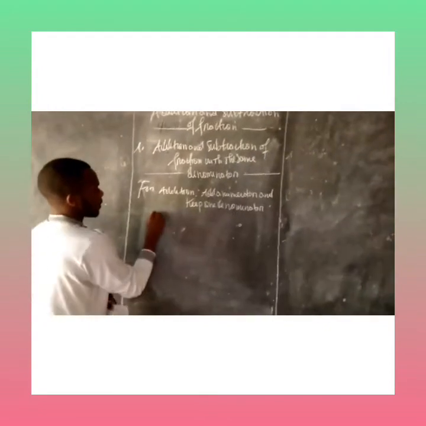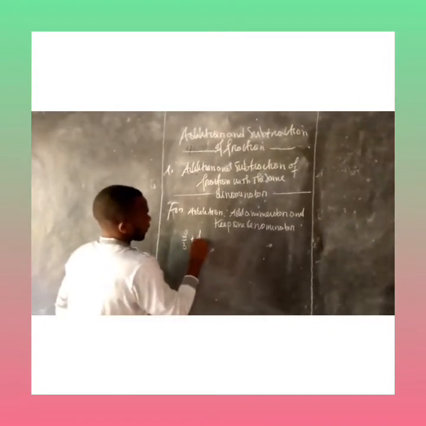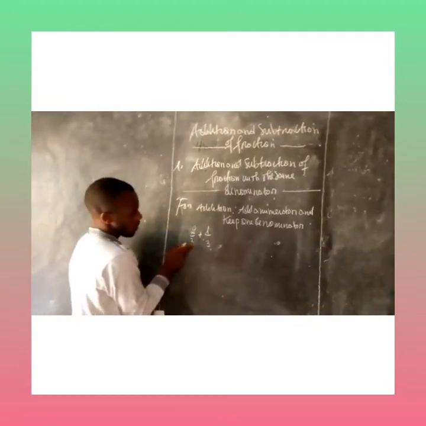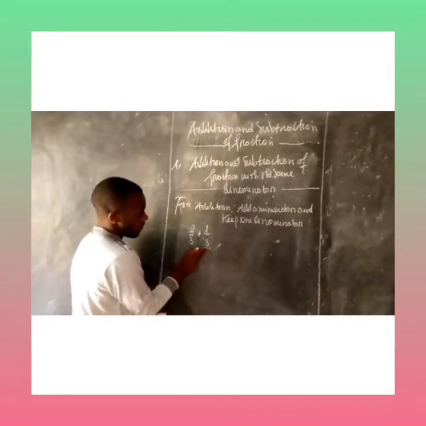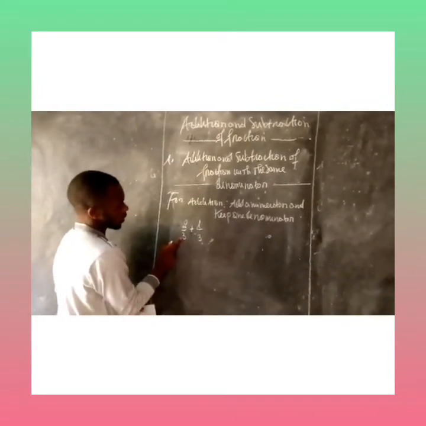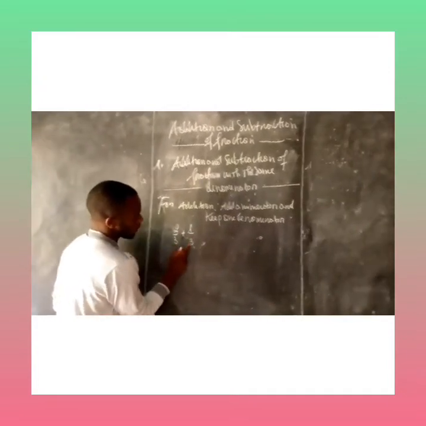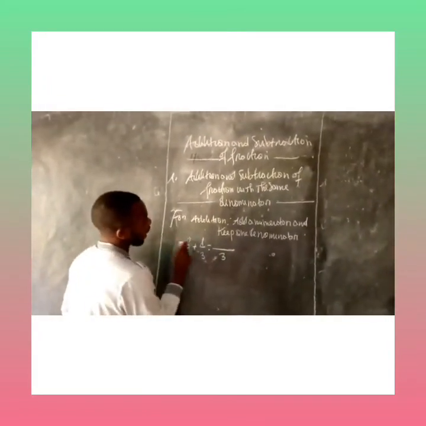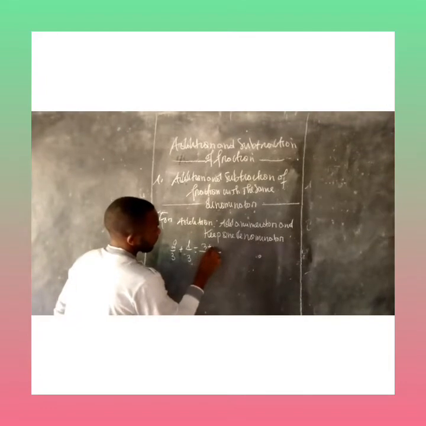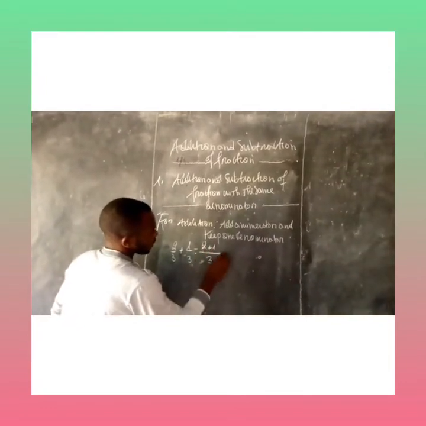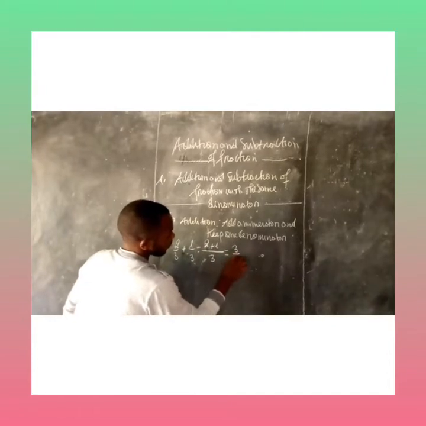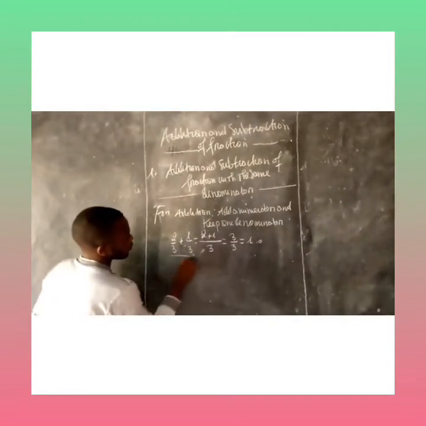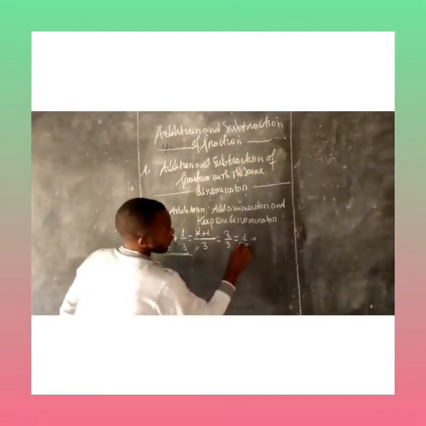For example, you have 2/3 plus 1/3. Do you see here? The first fraction is 2/3 plus the second fraction 1/3. The denominator of the first fraction is 3 and the denominator of the second fraction is 3. So you write one denominator 3 and add the numerators: 2 plus 1, we get 3/3, which is 1. The addition of two fractions gives a whole number.